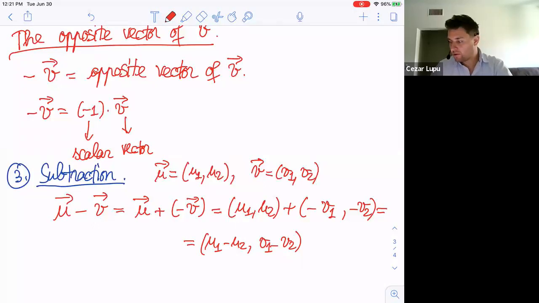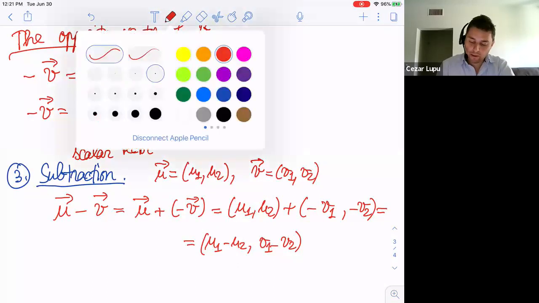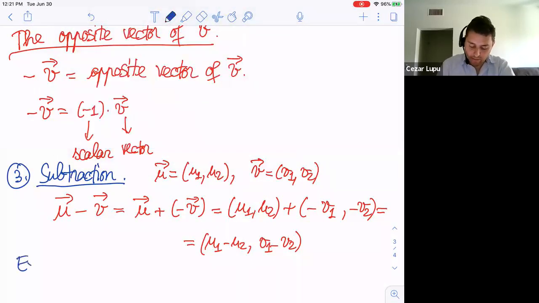Now let's see an example where we apply all these operations. These are very basic stuff that I'm doing now.